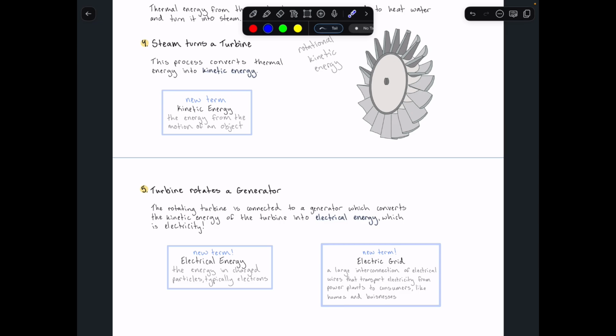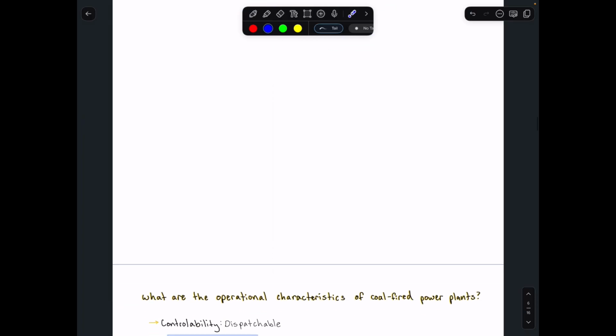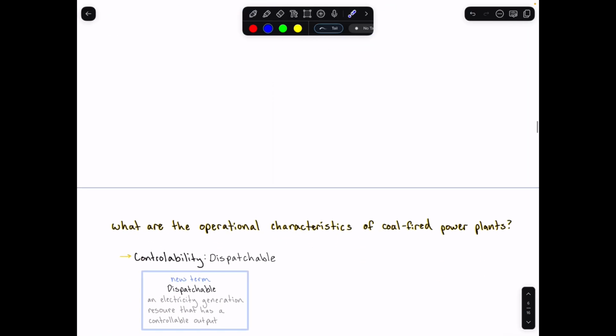Now, all right, we're going to take a bit of a step back and take a look at the bigger picture. We now understand how a coal-fired power plant works. We understand where coal is from and the combustion process. Now I want to answer some of the questions like, how much does it cost to build a coal-fired power plant? And how does coal get from the mines to the power plant? So I've done this in a section called, what are the operational characteristics of a coal-fired power plant?